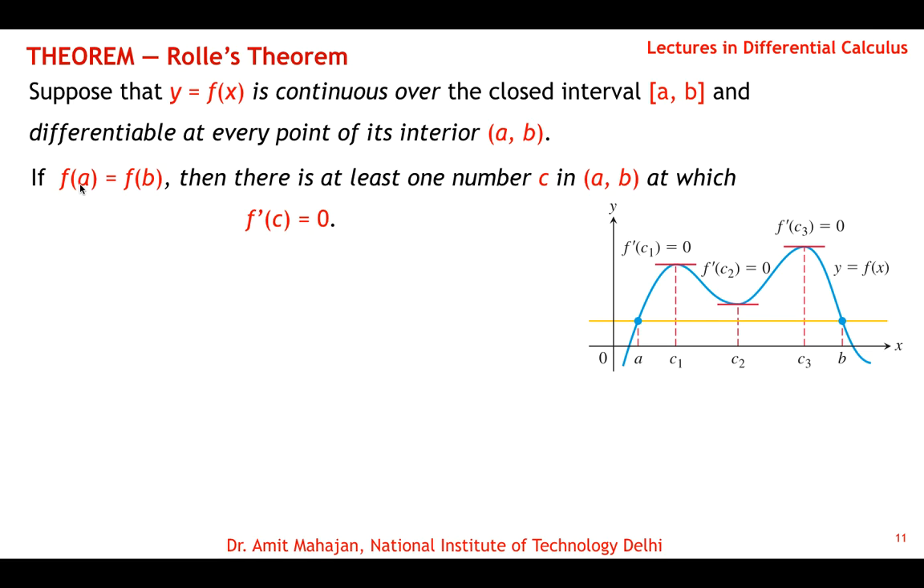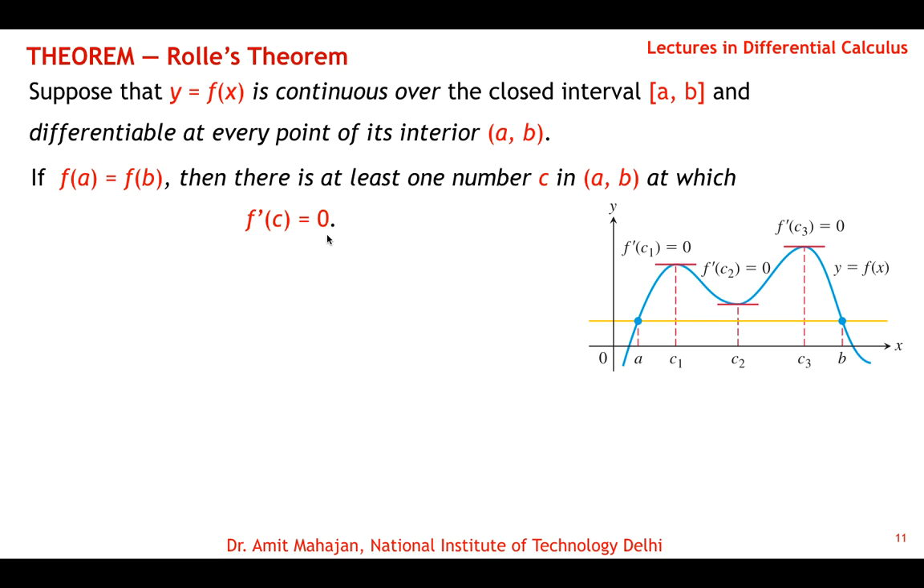If the function value at a equals the function value at b, then there is at least one number c in the open interval (a, b) at which the derivative at c is 0. Okay, so there is at least one point, there can be more than one point, but there is at least one point c where the slope of the function is horizontal, parallel to the x-axis.